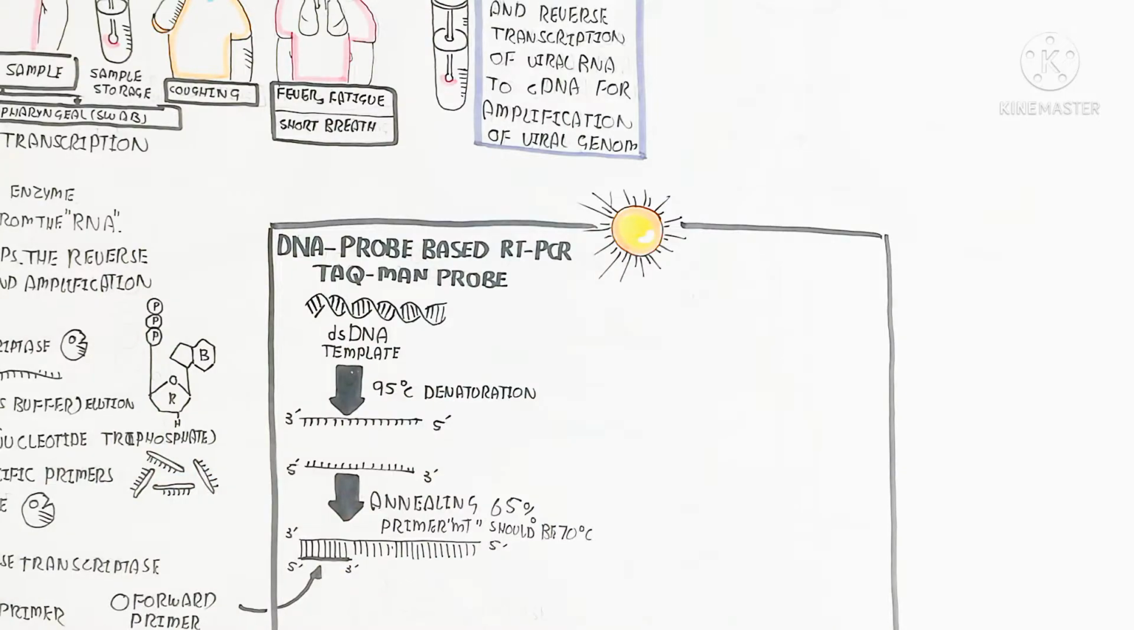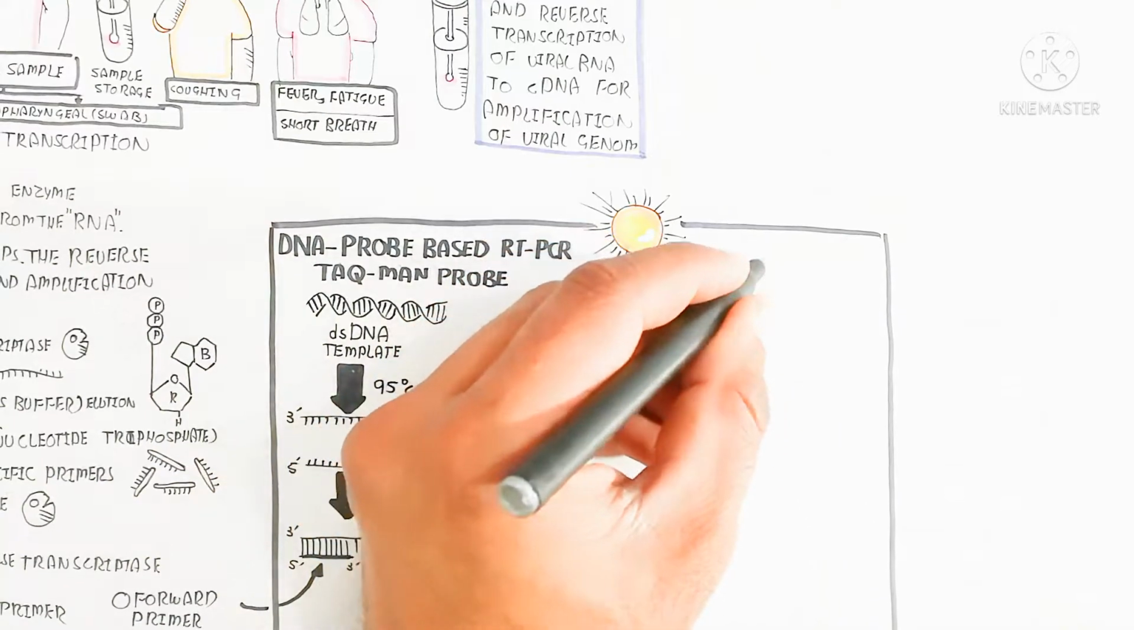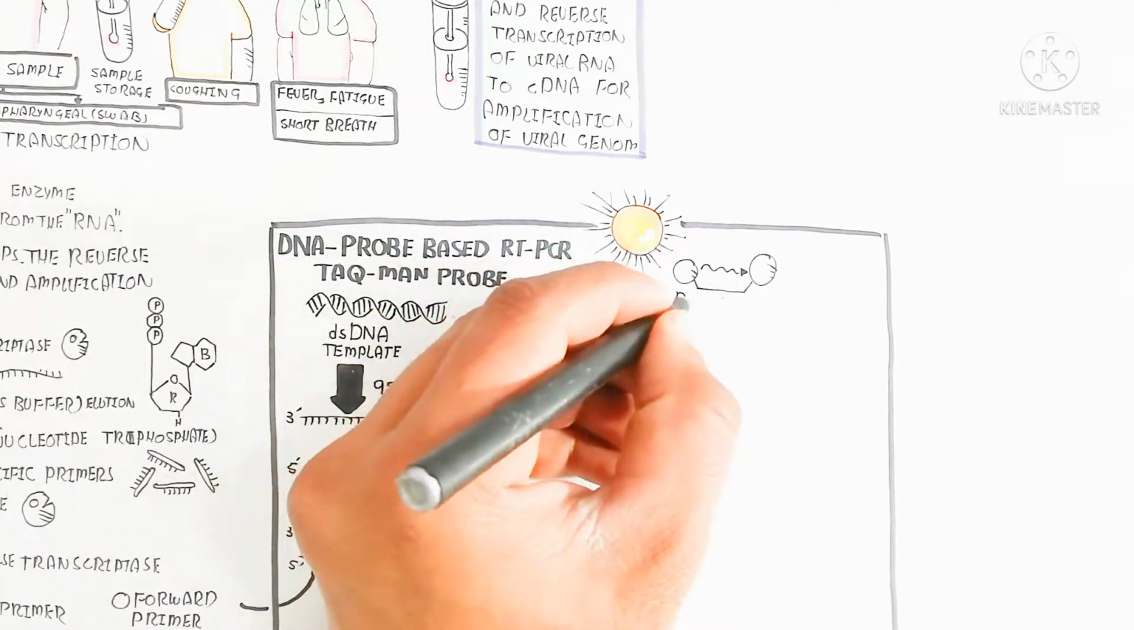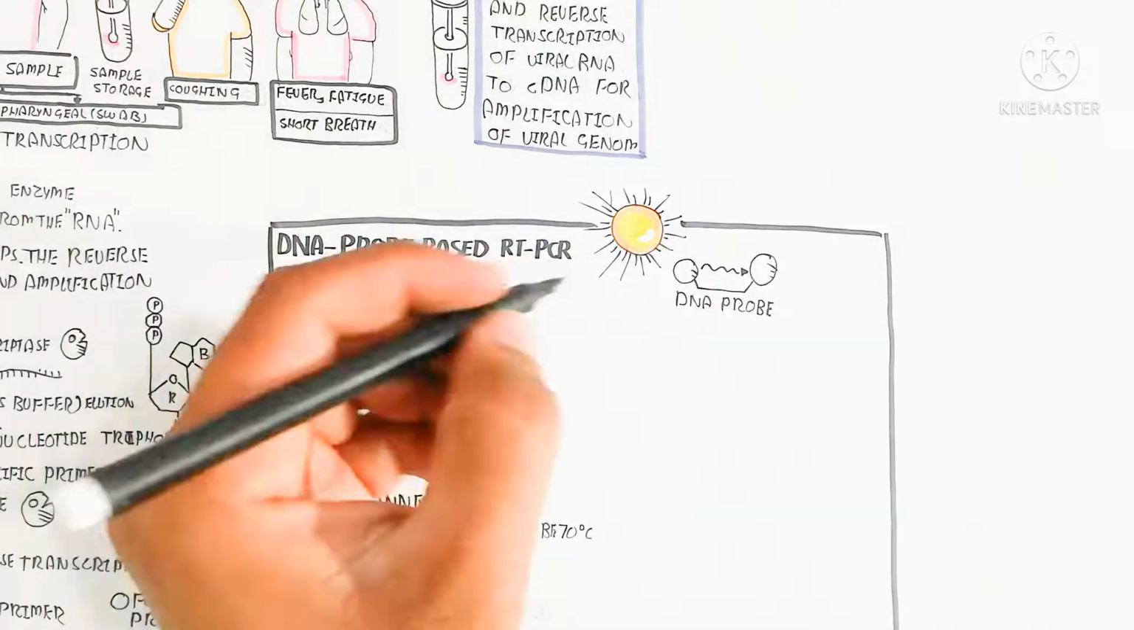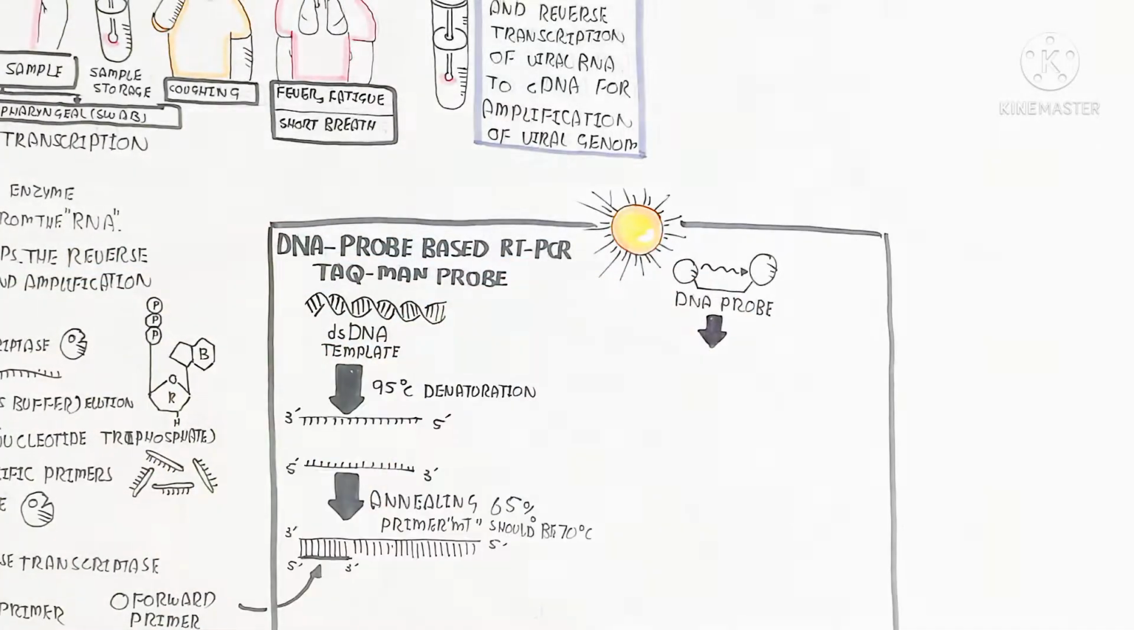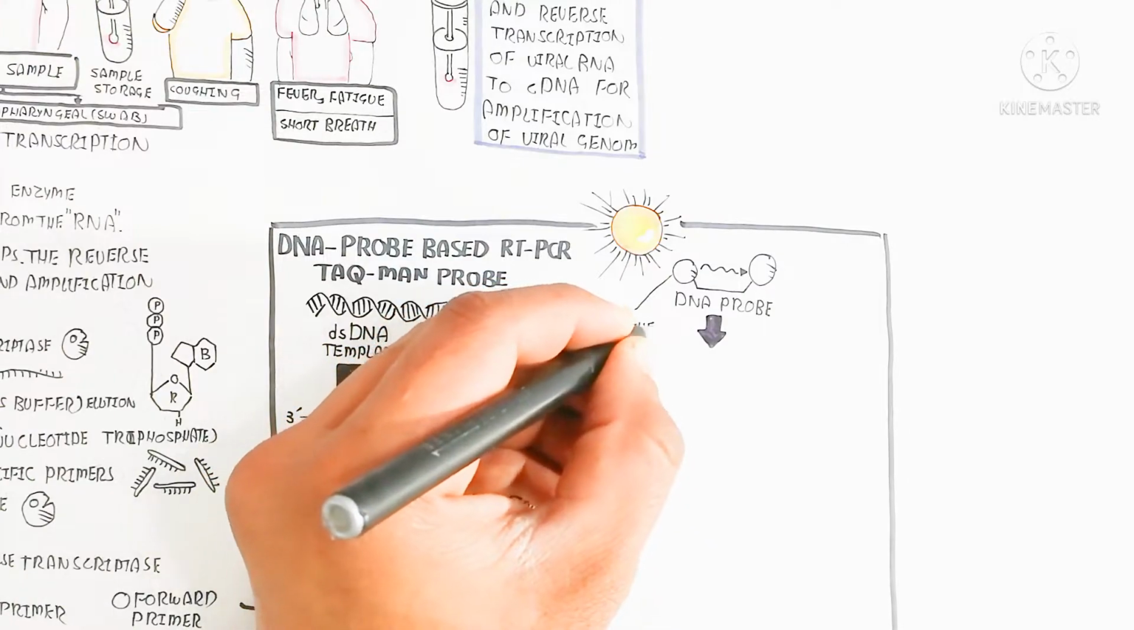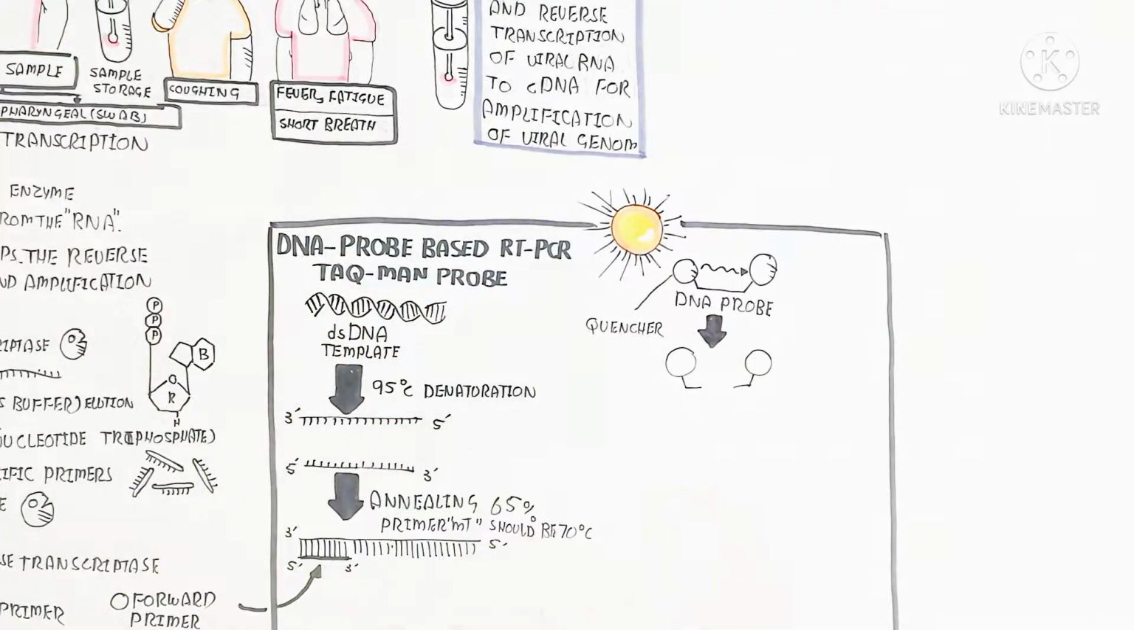When light falls on the quencher, the quencher absorbs the light and does not transmit it, so the probe will not produce light. But when the quencher is separated, the light can be produced.